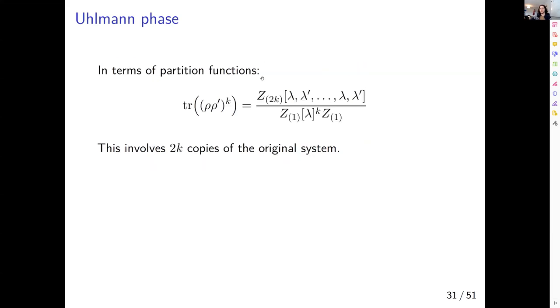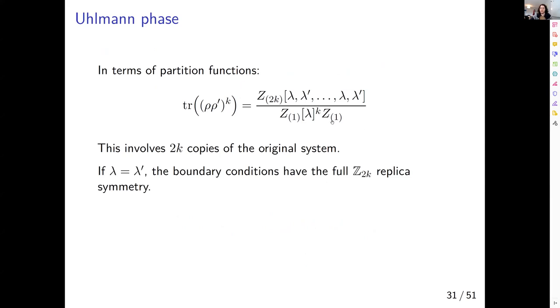Sorry, in the denominator here, this should be Z1 lambda prime to the power of k. So now there are 2k copies of the original system. And if lambda were equal to lambda prime, then we would have the same replica symmetry that we had before, because all of the sources in all of the copies were exactly the same, so we could do this cyclic permutation.